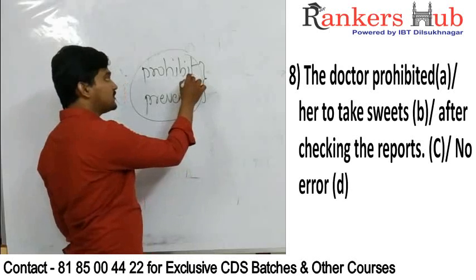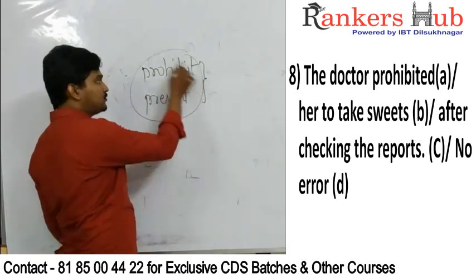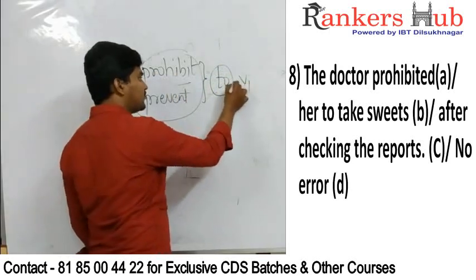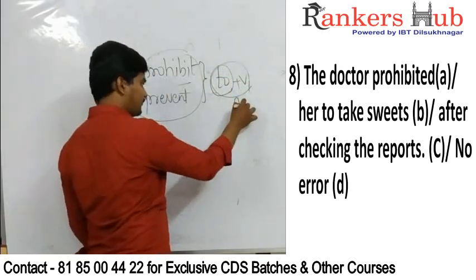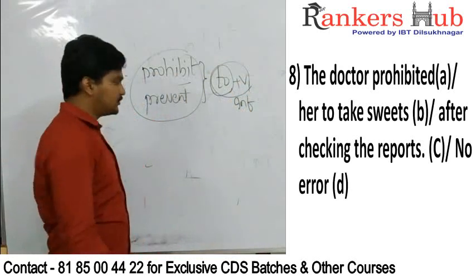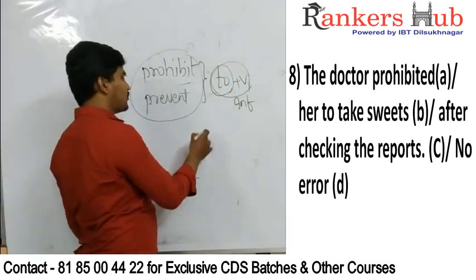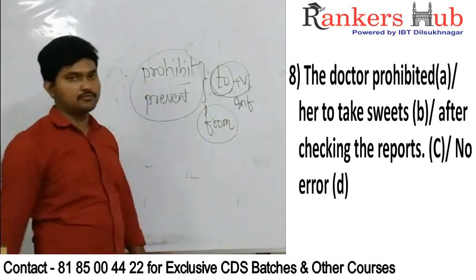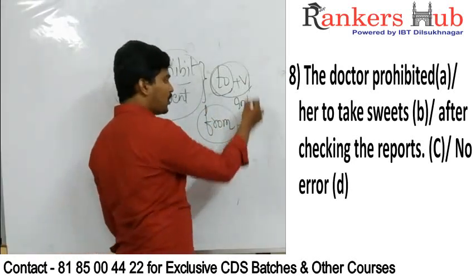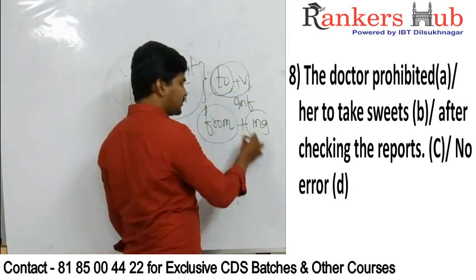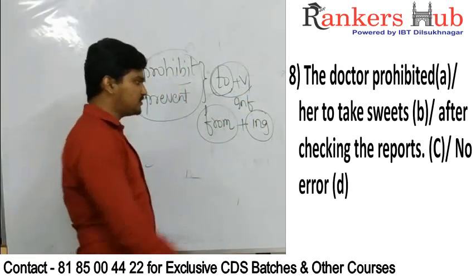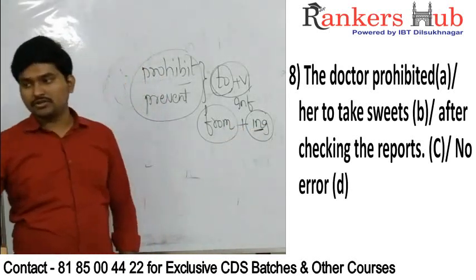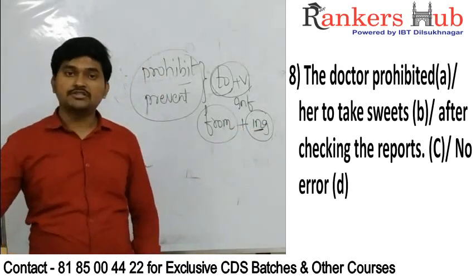If the doctor prohibits or prevents anything, it should not be followed by the preposition to, it should not be followed by V1. That means it should not take an infinitive. It should always be followed by the preposition from, and then not V1, but a gerund. Gerunds are always ing forms. That's why you have to say only one thing there: The doctor prohibited her from taking sweets.